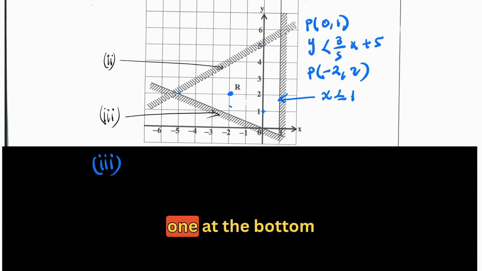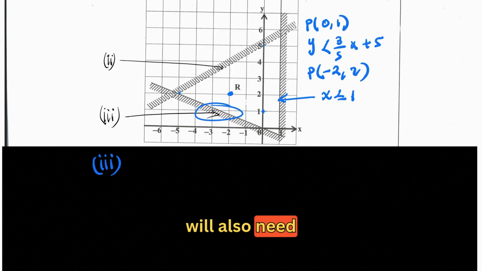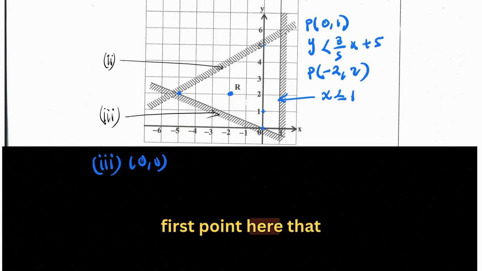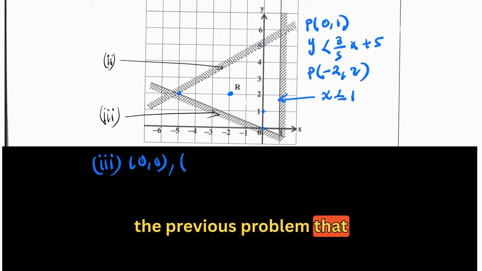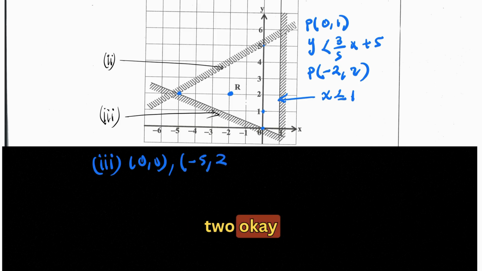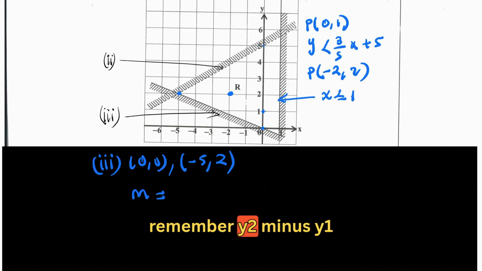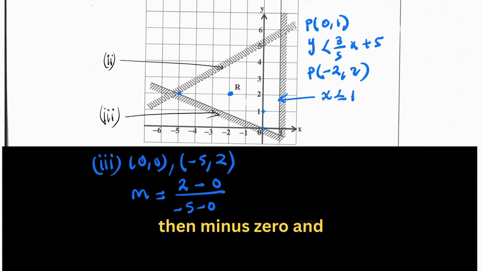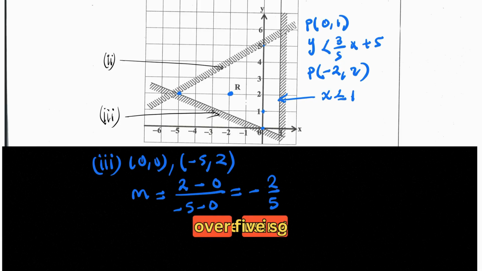For the second line, the one at the bottom here, we will also need 2 points. So let me pick a point which is very easy, (0, 0). I will also pick the first point that we used in the previous problem, that is (-5, 2). Then we can go ahead and find the slope. Remember y2 minus y1, so let's take y2 to be 2 minus 0, divided by x2 which is 5 here, minus 0. This gives us negative 2 over 5.